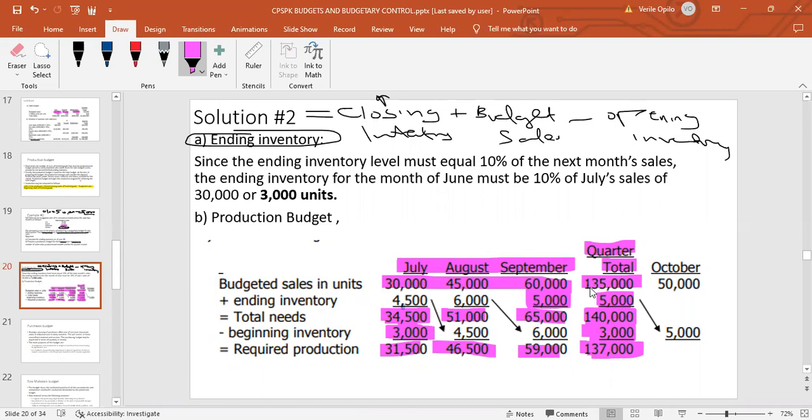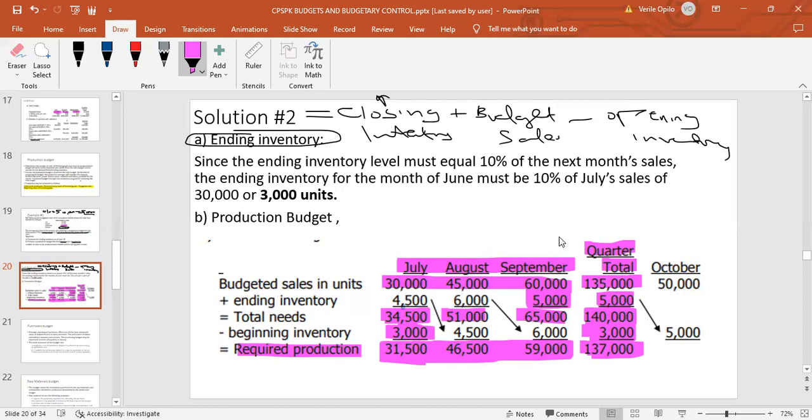So we can do 135,000 plus 5,000. The total needs will be equal to 140,000 for the quarter, minus what we started with in the beginning of the quarter, which is 3,000. So the total needs will be equal to 137,000. This figure can also be obtained by adding up the required production for the given months: 31,500 plus 46,500 plus 59,000. That should still give us the 137,000.